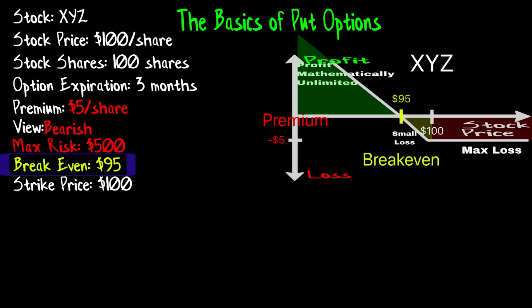Let's review a couple of options terms. Strike price, the price the put owners can sell the stock. Expiration, the date on which the put option expires. Premium, the price which the buyer pays to the seller. Max risk, the most money you can lose. Break even, the price at expiration that you will lose $0.